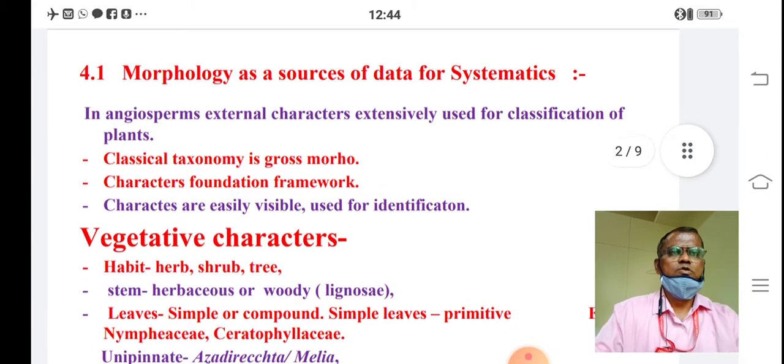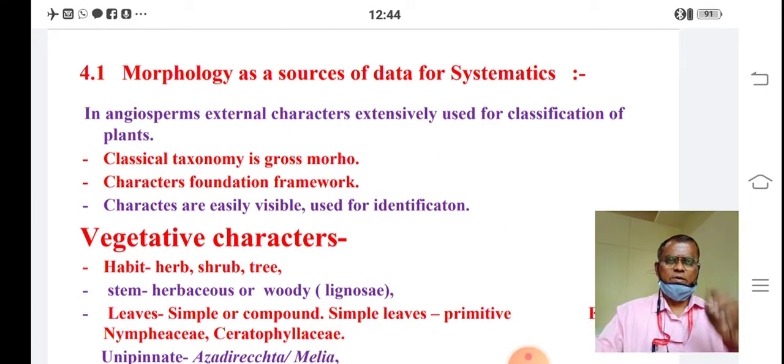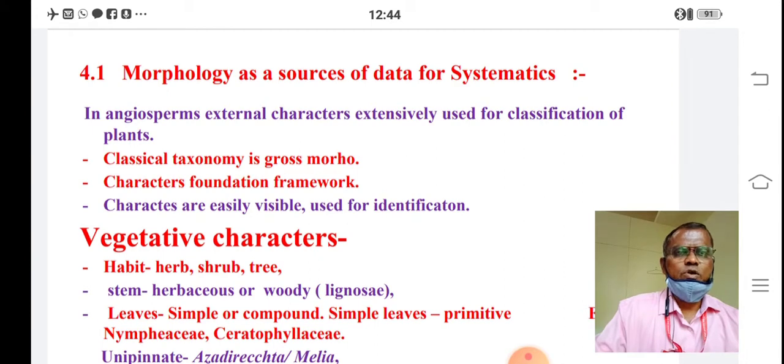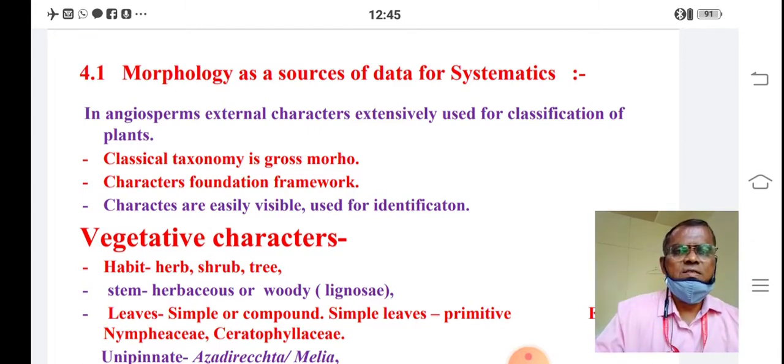So, morphology as a source of data. In angiosperms we know morphological characters have very much importance. What is taxonomy? Already we have seen collection, identification, nomenclature and classification. This total study is called classification. In classical taxonomy, the characters shown are generally gross morphology. Gross means total. Suppose any one plant is there, it has specific characters. So it gives the gross study of the morphology.